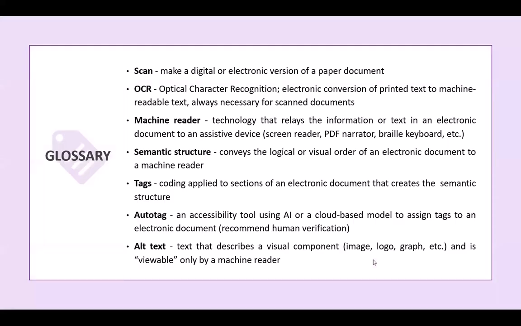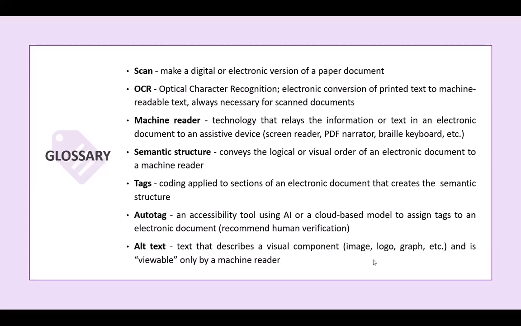So some terms I'll be using, OCR, which is optical character recognition. So that is the electronic conversion of printed text to machine readable text. So when you first scan a paper document, the electronic document will just be an image, and this is kind of required to make those words be readable by the machine.